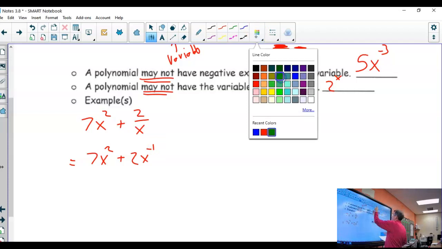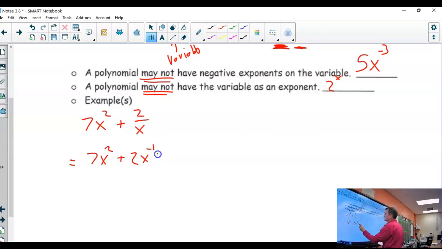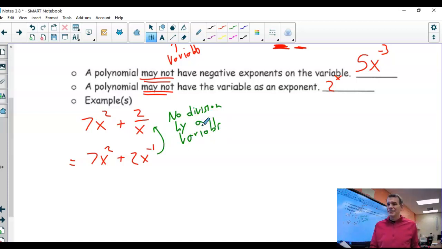Remember, you are not allowed to have a negative exponent, and here's the reason why. Negative exponents are not allowed because they actually would make you divide by a variable. So, no division by a variable, and that is what a negative exponent makes happen. No negative exponents in polynomials. So this one is no.